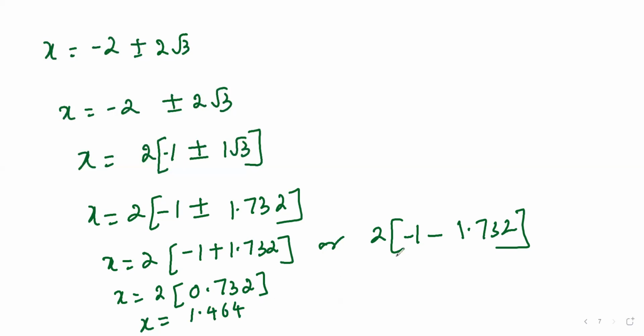So this is where we arrive. And here it is 2 into minus 2.732. Okay, so that will be minus 5.464. So if you're going to solve it up to 1 decimal place, this will be 1.4, or if you round it, it will become 1.5. Okay.